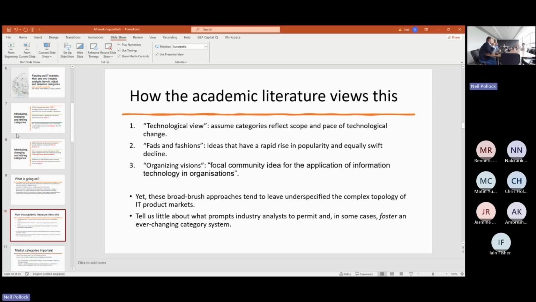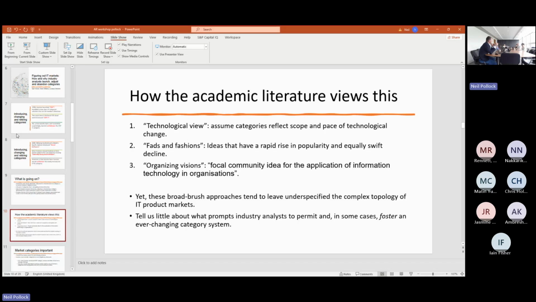There are also two other concepts that academics use: one is fads and fashions, and the other is organizing visions. On fad and fashion, we had an interesting speaker in this room last week talking about knowledge management. Remember that term? That would be a good example of a fashion. He was talking about how knowledge management was pushed by consultants, captured everyone's attention, and had experts doing it, but of course it faded away. It lasted around 10 years or so, and it faded away. So that's how people try to understand the categories Gartner produces.